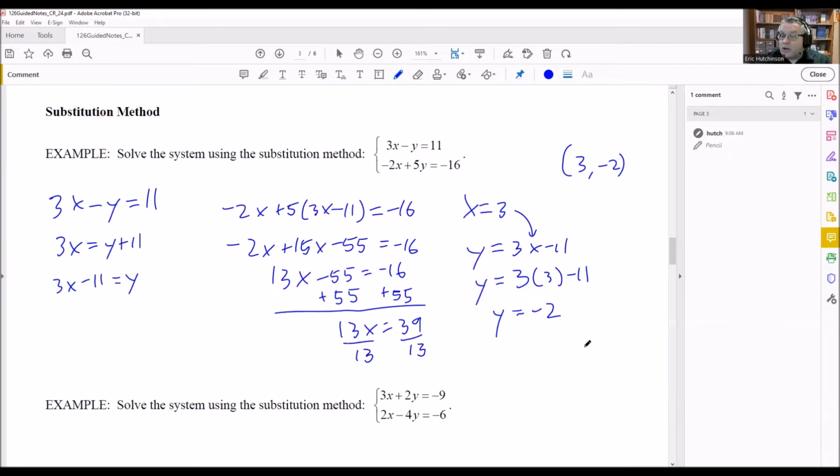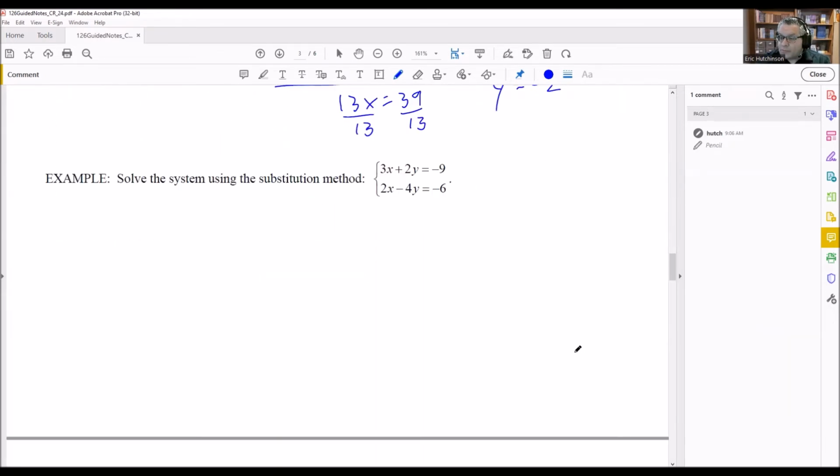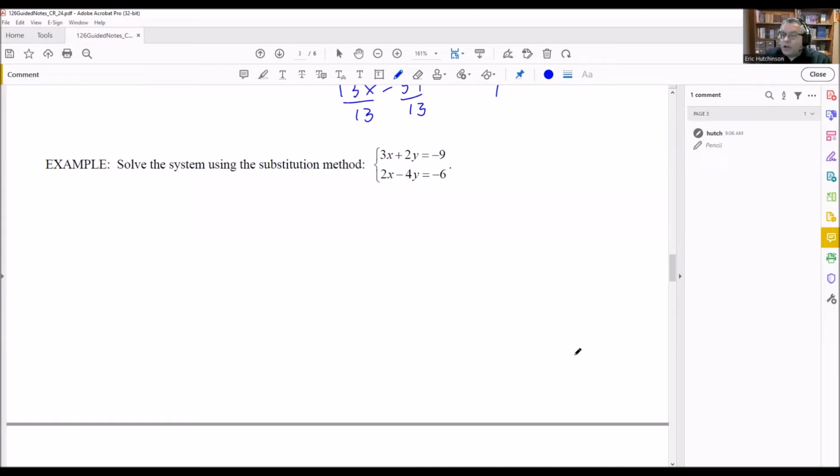Let's try another one of those so you can see what it looks like. Now this one here, notice that there's not a y that's isolated by itself. If there isn't, then you want to just choose and solve for one. So I'm going to use the second equation, it's probably better here. The reason is that if I try to solve for x up here, I'm going to end up with some fractions. Even if I divide by 2, I'll get fractions.